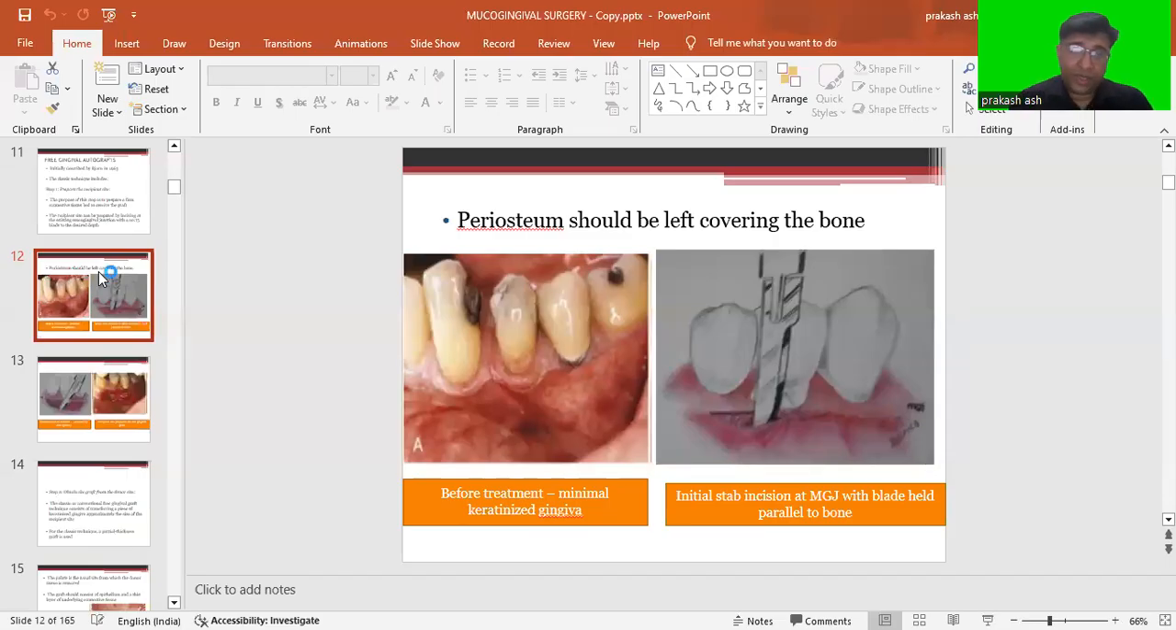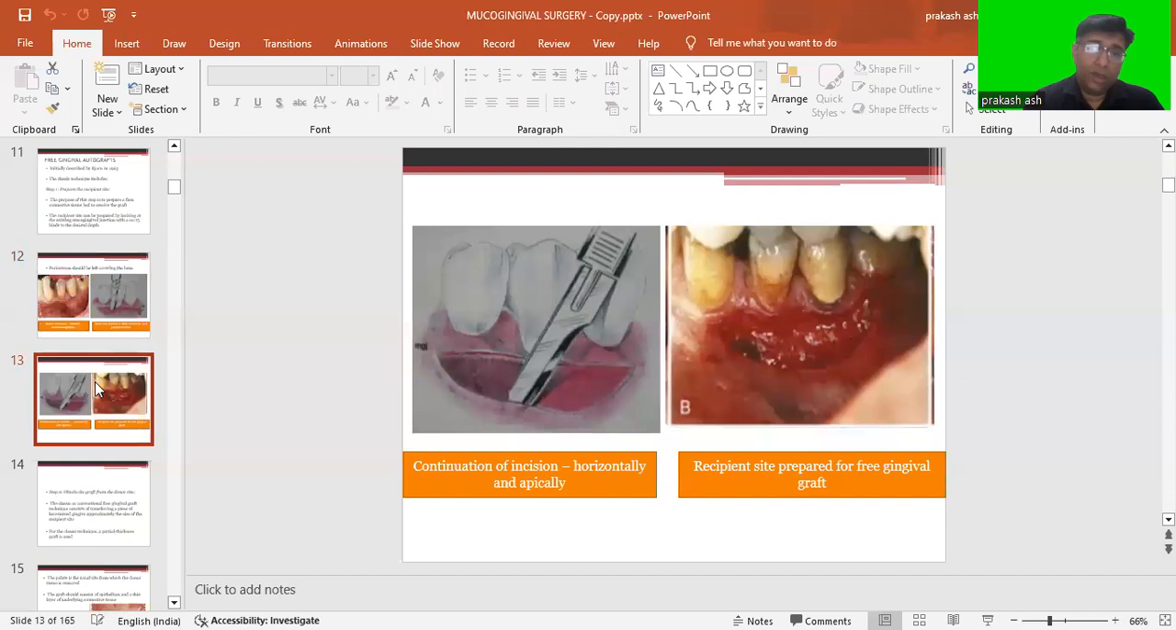Now, in the first picture, you can see before treatment, you have minimal keratinized gingiva. You can see the free gingiva very clearly. The second photo shows you the initial stab incision at the mucogingival junction with the blade held parallel to the bone. Now, in the third photo, you can clearly visualize the continuation of the incision horizontally and apically. Now, the fourth photo depicts the recipient site prepared for free gingival graft.